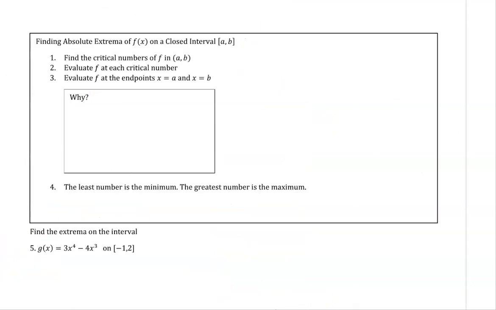The last thing we're going to talk about is how to find absolute extrema of a function on a closed interval. We begin by finding the critical numbers because we know that extrema can happen on the interior at critical numbers. Then we're going to evaluate each critical number in the original function. So please note that in numbers 2 and 3 we are plugging into the original function because we're interested in the highest point on the original graph and the lowest point on the original graph.